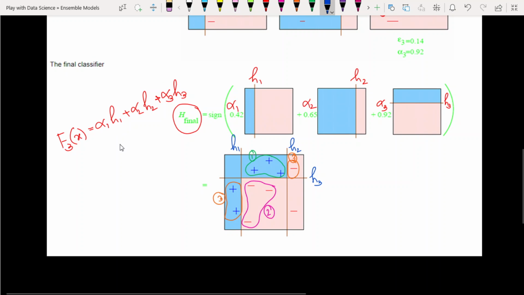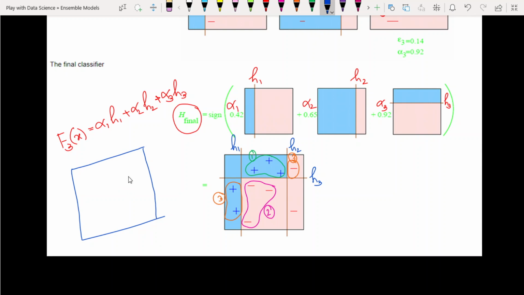So weighted alpha 1 means, just see this. If you draw this, I think it will be clearer. First we build the model H1. These things are positive, these things are positive, and these things are negative for H1.